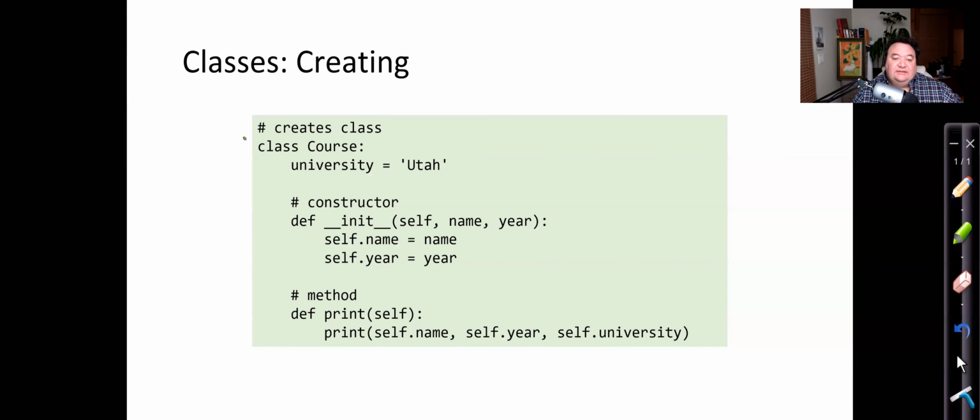So here is a definition of a class. We'll test it then. Let's say class course. Now this can have a set of local variables. Here we say, let's say university equal Utah. It's a variable that will be shared with all the elements in the class. And then we have a constructor. By default, the constructor is this function that is called underscore underscore init underscore underscore.